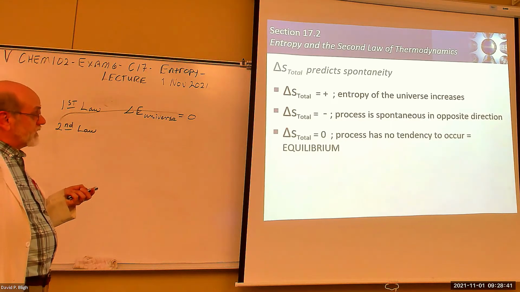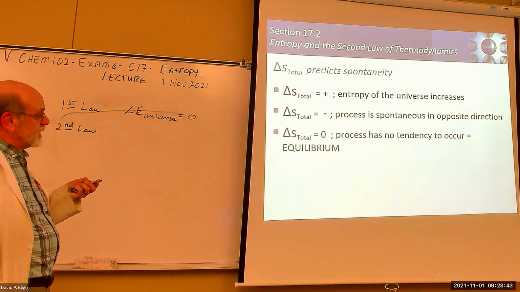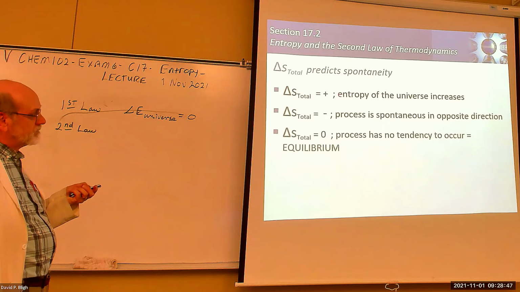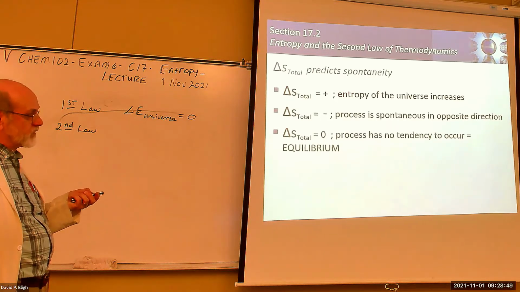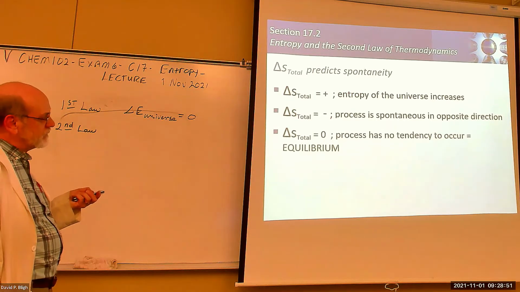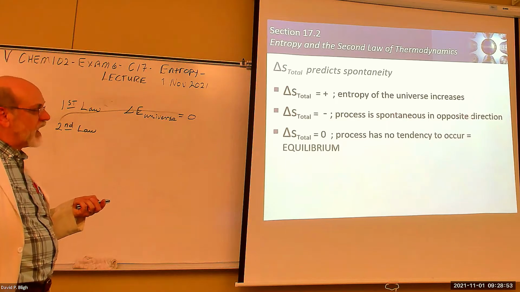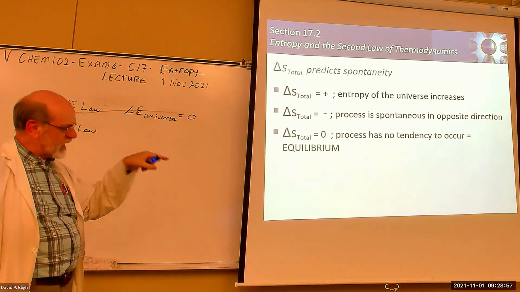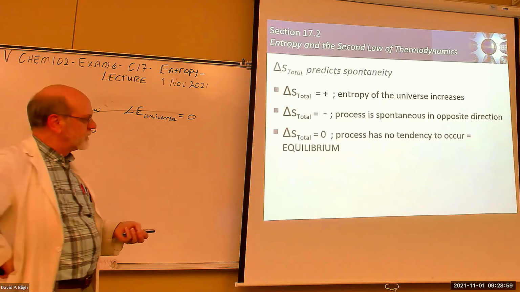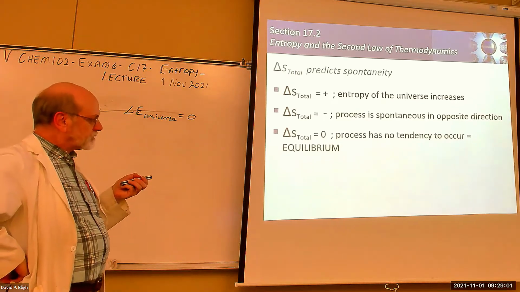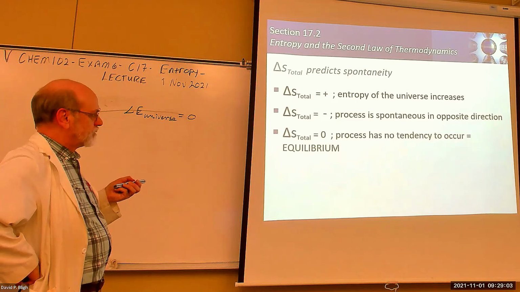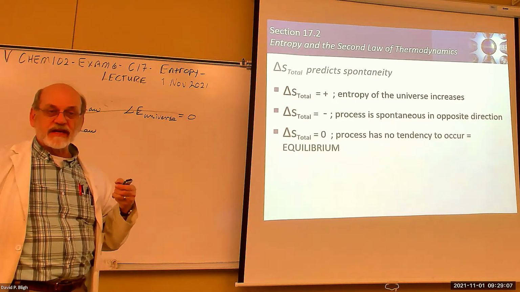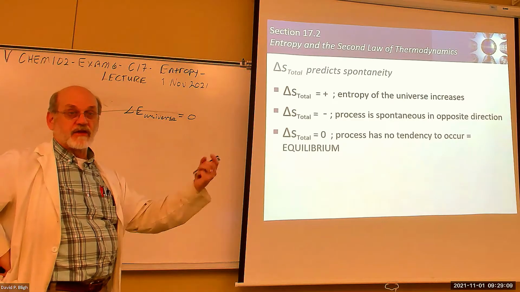What we want to find out is the delta S total. If it's positive, then we're saying that the entropy is increasing. If it's negative, then the process is spontaneous in the opposite direction. So when we determine those signs for the individual processes, the ones that were negative were not spontaneous in that direction. They're spontaneous in the other direction.